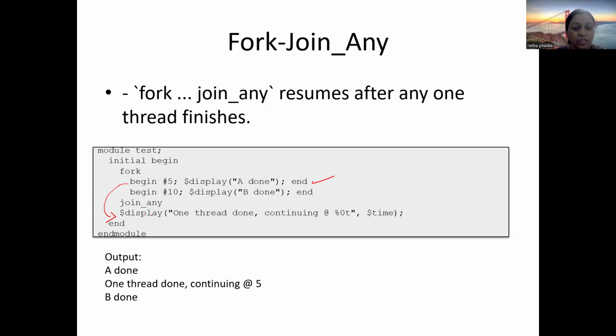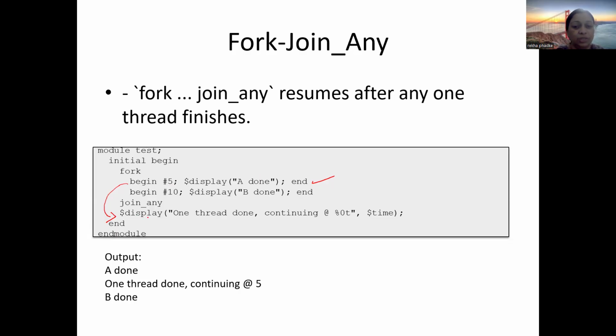So that is the $display. So one which is outside, this statement gets executed. So one thread done, continuing at... So what will be the time? 5, because at 5 this happened, right? So immediately whatever statement is outside the fork block gets executed.